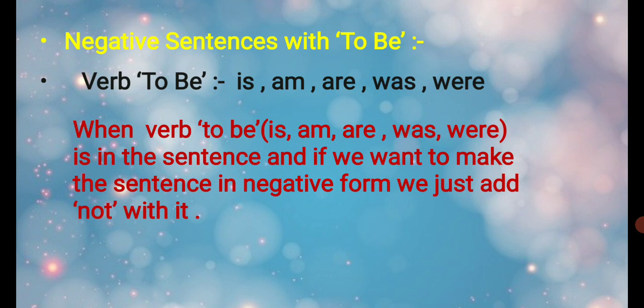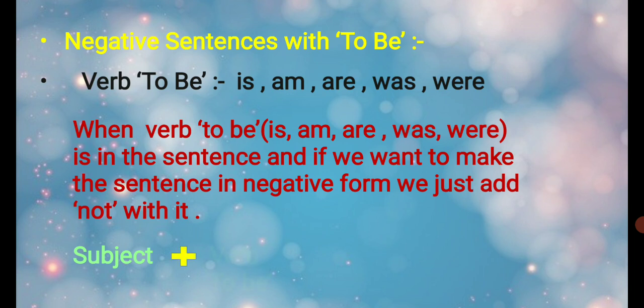So let's see. When a verb to be is in the sentence, and if we want to make the sentence negative, we just add not with it. It means that wherever the verb to be is in the sentence, we just add not with it and make the sentence negative, right? It is very simple. Let's see the formation of this kind of verb to be sentence in a negative form.